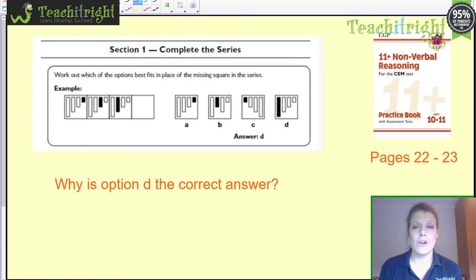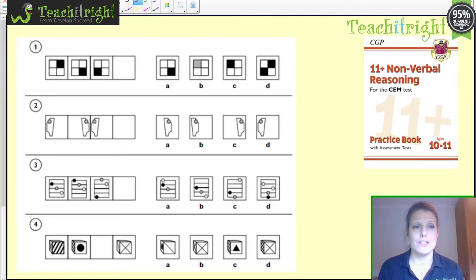And I want you to just think and write down, why is D the correct answer? Looking at the number of shapes that you have and the position of them. Okay, so hopefully you have noticed that the black shaded shape was moving along one place each time from right to left. You're going to have a go now at pages 22 and 23. So if you pause the video now and give it a go.